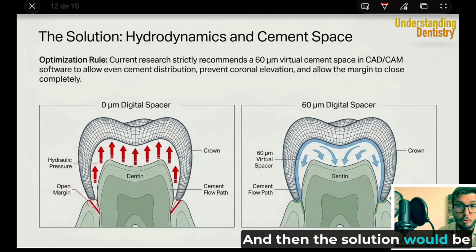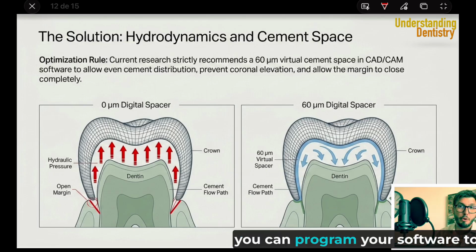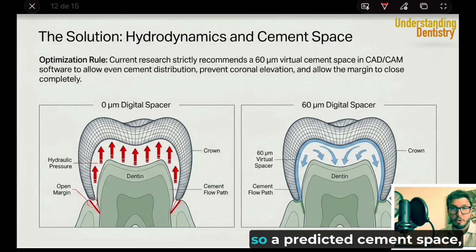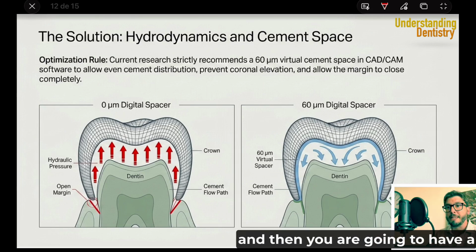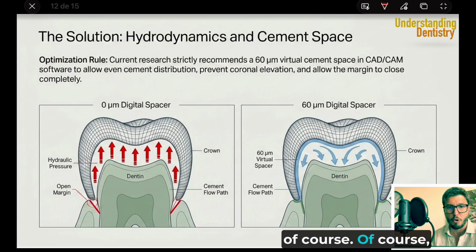And then the solution would be hydrodynamics and cement space. So even in your CAD/CAM software, you can program your software to have a higher virtual cement space, so a predicted cement space. And then this can even compensate for some undercuts that you might have. And then you are going to have a better space for cementation and avoiding those problems, of course.